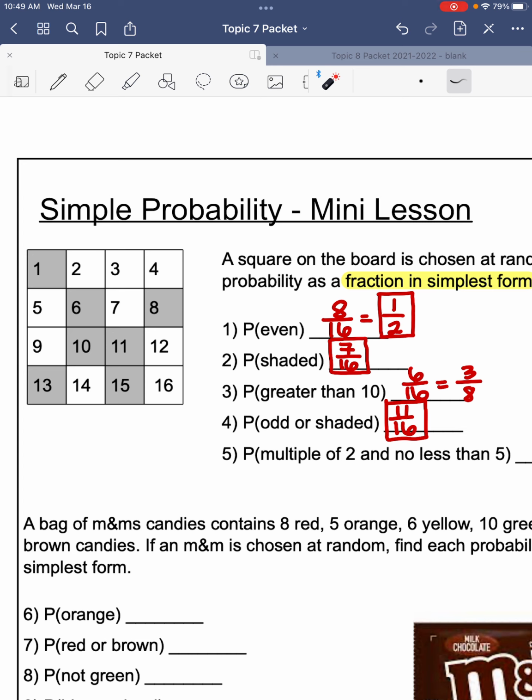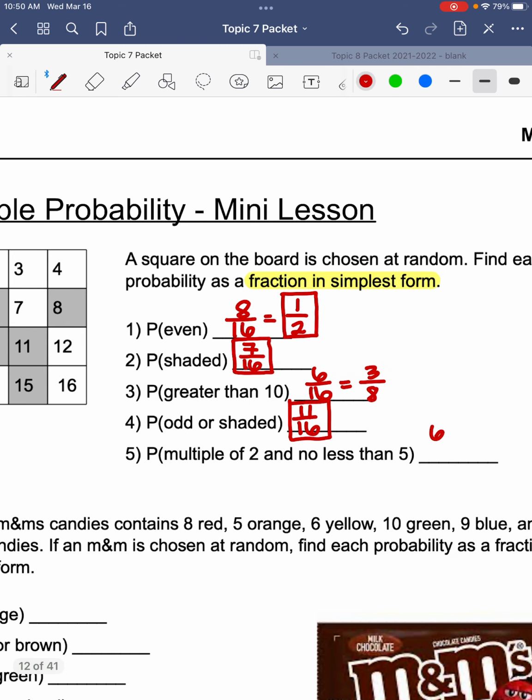Now, probability of it being a multiple of 2 and no less than 5. So no less than 5 means that we're talking about bigger than 5, right? So 5 is like the very minimum that it could be. Now a multiple of 2. So we're talking about counting by 2s. So 2, 4, 6, 8, 10, 12, 14, and 16. But it being no less than 5, that means I have to eliminate 2 and 4. So that leaves me with 1, 2, 3, 4, 5, 6. 6 out of 16. Well, does that reduce? Yes, it does. 2 goes into both of those. 2 goes into 6 3 times, and 2 goes into 16 8 times. So 3/8 is my answer.